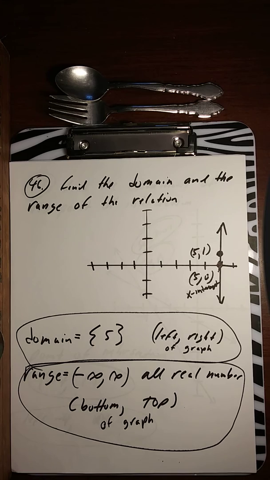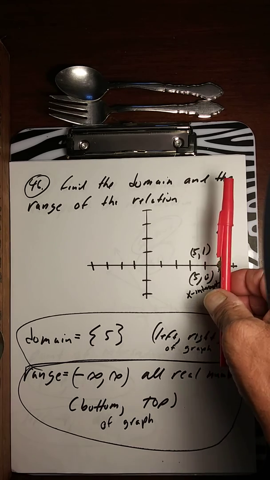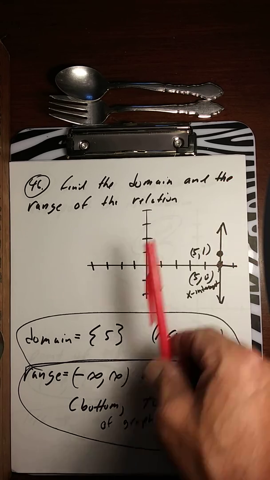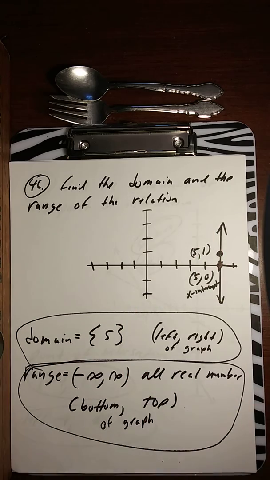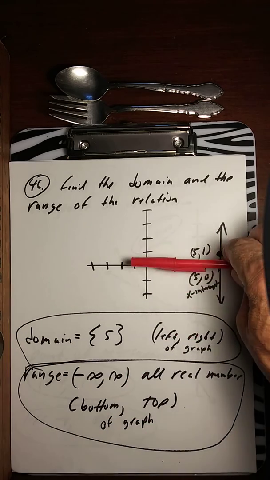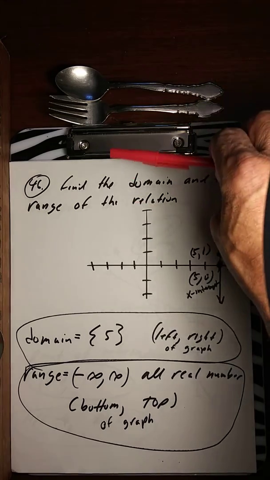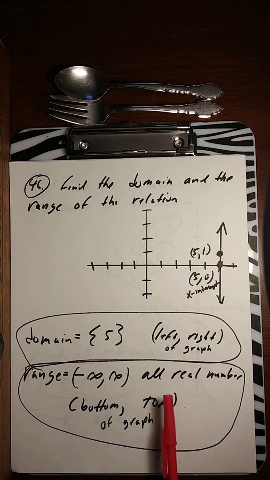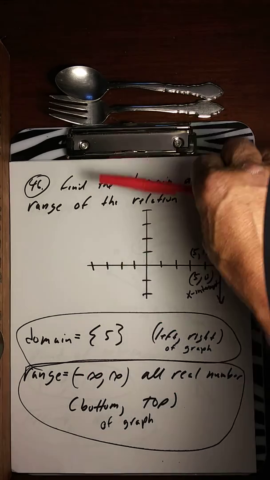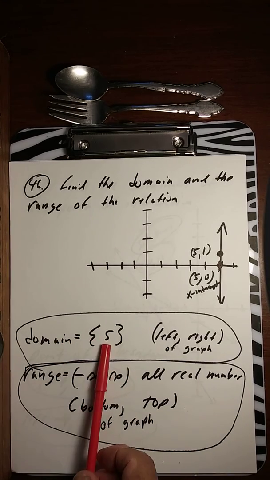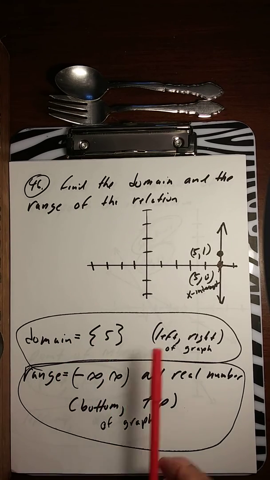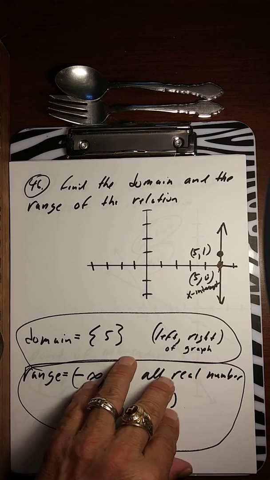Find the domain and range of the relation. Domain: it just goes to 5. That's it, just 5. And the range, how far does it go? It goes all the way, keeps going, from negative infinity to infinity, all real numbers. Domain, 5 only. Range, negative infinity to infinity.